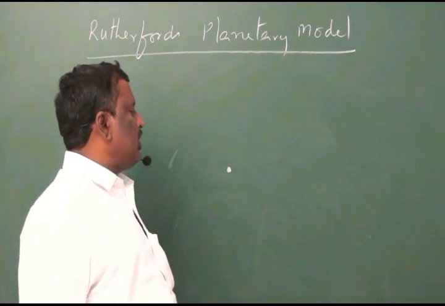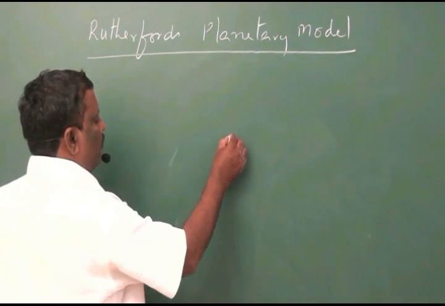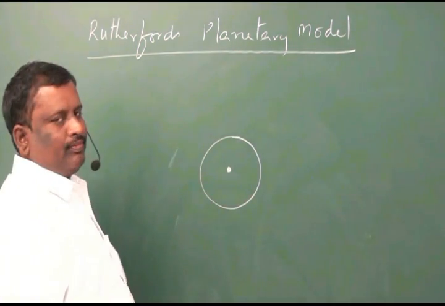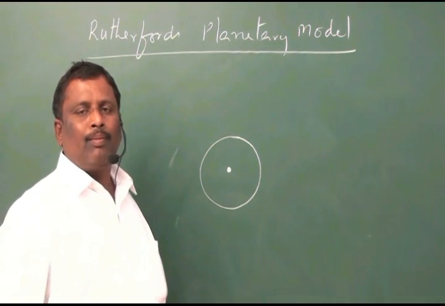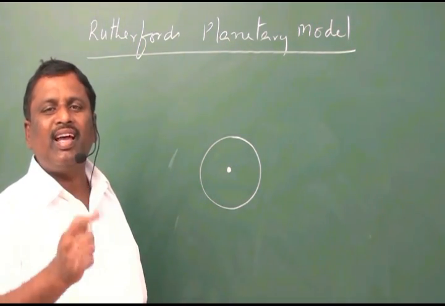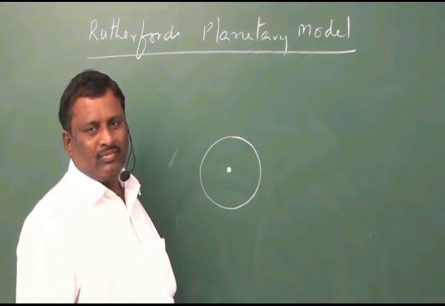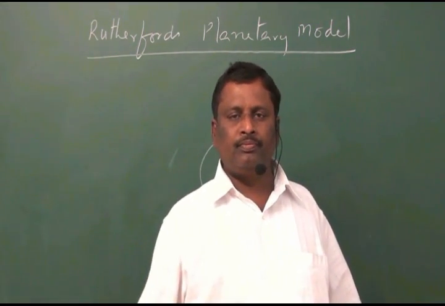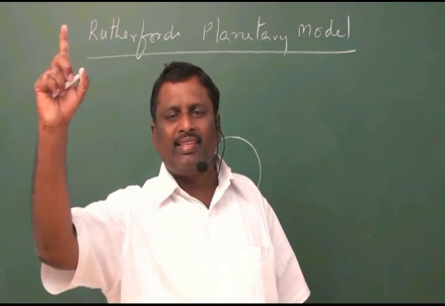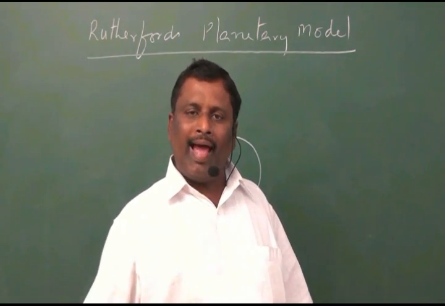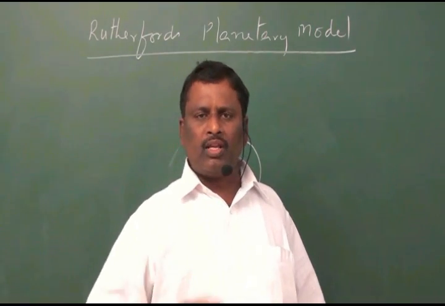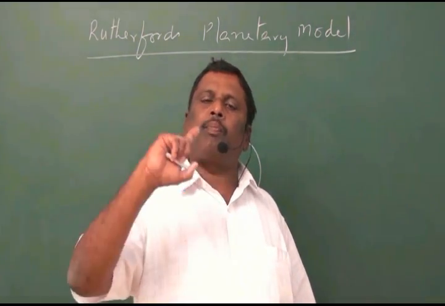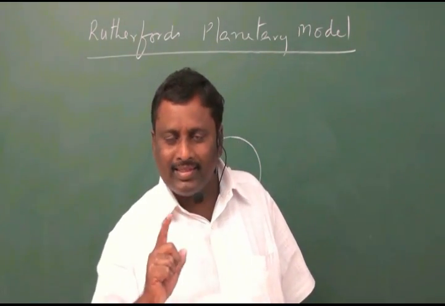Now, the negatively charged electrons will revolve around this positively charged nucleus, just like planets revolve around the sun. We know in the solar system there are nearly 9 planets which revolve around the sun. Like that, in an atom, the electrons will revolve around the nucleus just like planets revolve around the sun.